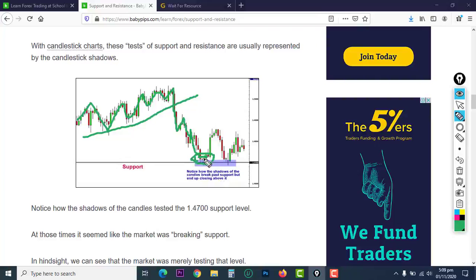And what happened? The buyers stepped into the market and they bought the price back up. Sellers were like, no, we're not going to take the price at this level, it's too much for us. And they executed sell orders and prices went back down.